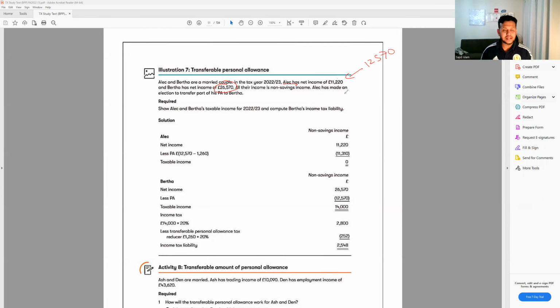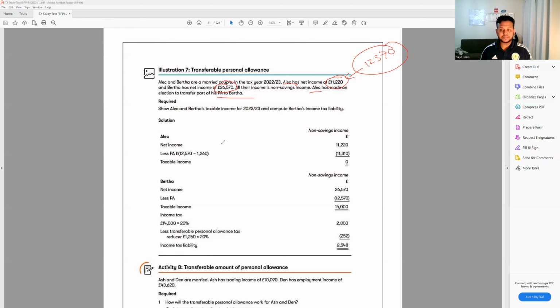Alice has made an election to transfer part of his personal allowance to Bertha. Basically, Alice wants to transfer his personal allowance to Bertha because he's not using all of the personal allowance. He has a total of 12,570, but at this moment he is using only 11,220 because that's his income.